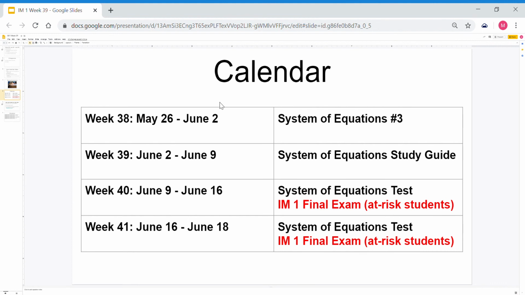As for the remaining weeks of the school year, we are on System Equations Study Guide. Next week is the System Equations test and IM1 final exam. The final exam is only for those who are at-risk students, and you would have received an email about that.